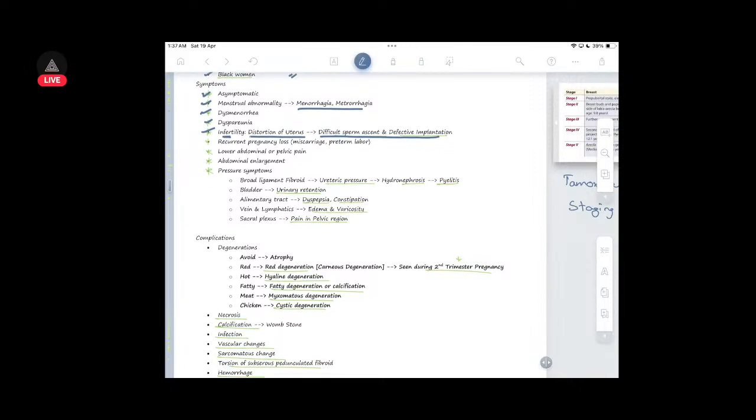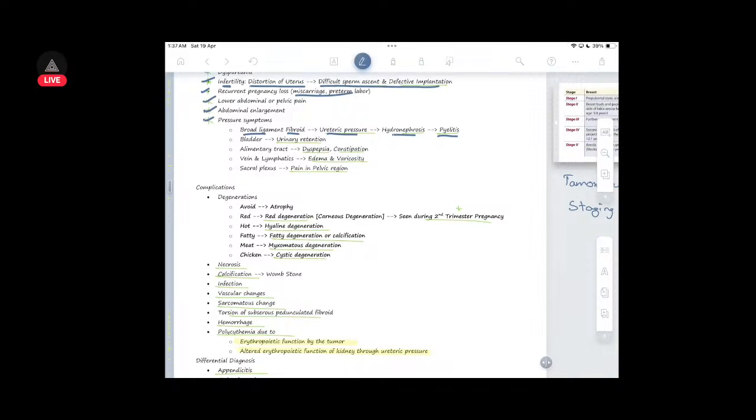And then menorrhagia, metrorrhagia, recurrent pregnancy loss, miscarriage, preterm labor, lower abdominal pain or pelvic pain, abdomen enlargement, pressure symptoms. Broad ligament fibroid causes ureteric pressure, hydroureteronephrosis, pyelitis. In the bladder you will find urinary retention. In the GI tract you will find dyspepsia and constipation. In veins and lymphatics you will find edema and varicosity. Sacral plexus pressure causes pain in the pelvic region.